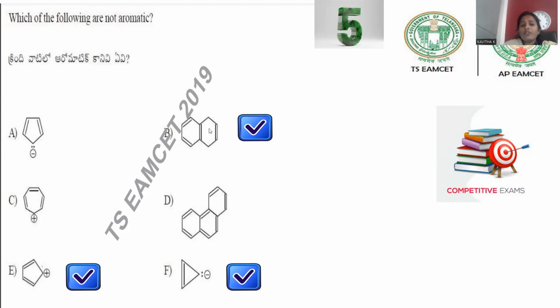If you go with compound 2, if you observe here, one of the carbons is sp3, here one of the carbons is sp3, and moreover there is no conjugation. In both the cases it is violating the rules, so you can strike this off. This is non-aromatic.